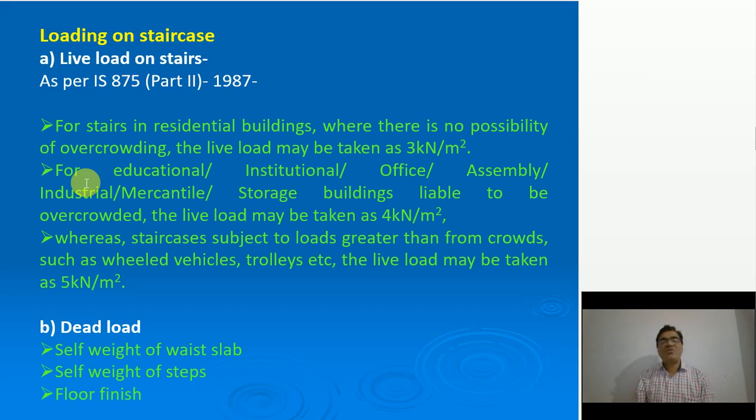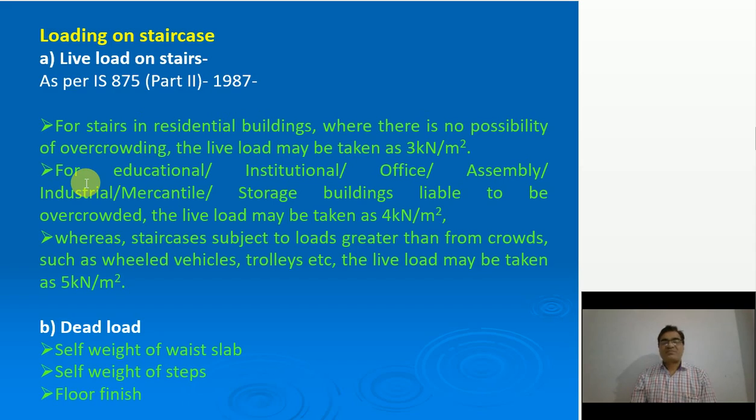So for live load you have to consider IS 875 part 2. In that, for residential buildings where there is no possibility of overcrowding, the live load will be taken as 3 kN per meter square. If you remember, for normal residential structure, for designing slab, this value is 2 kN per meter square, but it is increased by 1 kN per meter square for staircase. For educational, institutional, office, assembly, industrial, mercantile, storage buildings liable to be overcrowded, the live load will be taken as 4 kN per meter square.